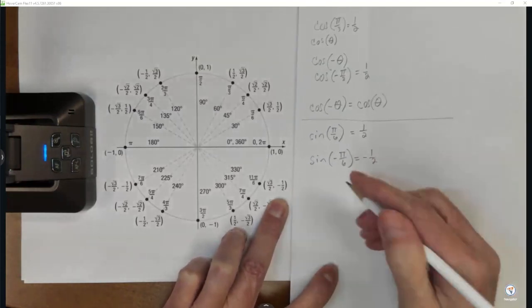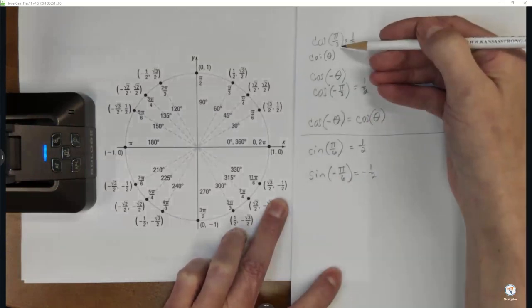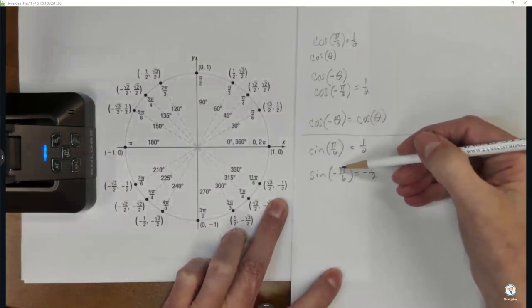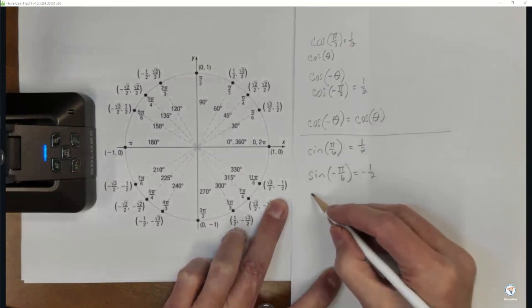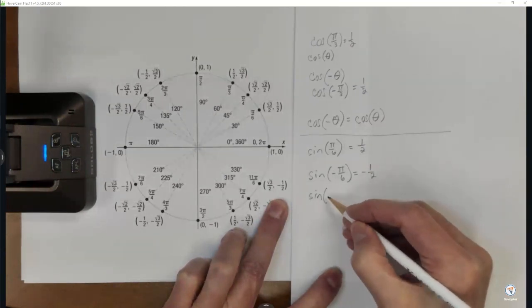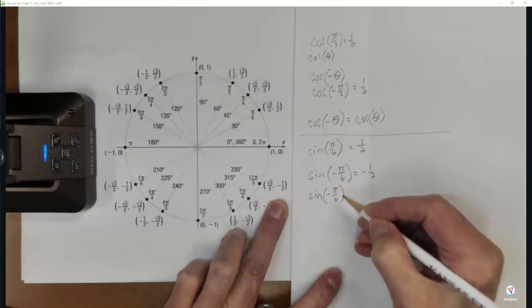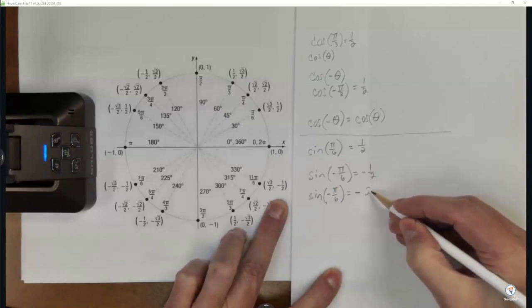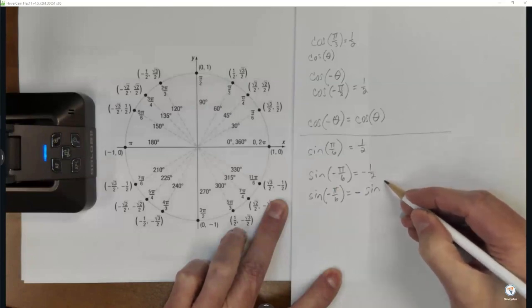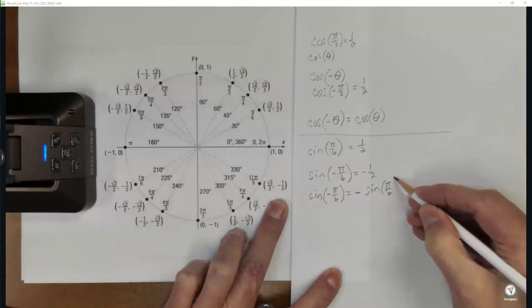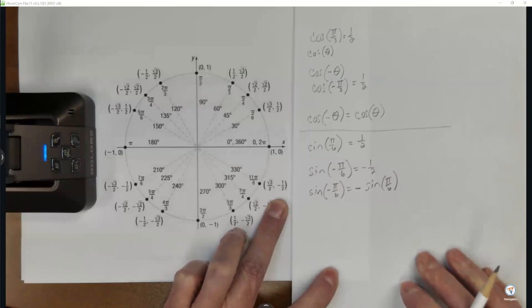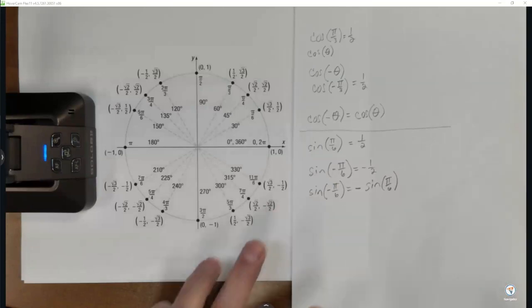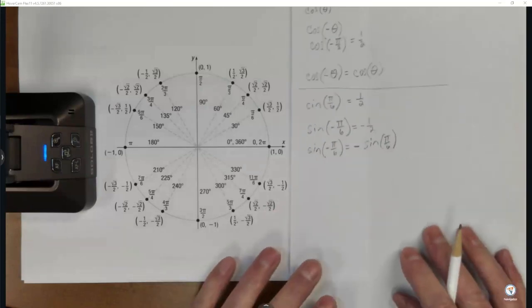Okay, and so this is what we call even behavior, and this is what we call odd behavior. So sine of negative pi over 6 is equal to the opposite of the sine of pi over 6. Okay, and so we're going to generalize those ideas. Now let's do it with tangent real quick.